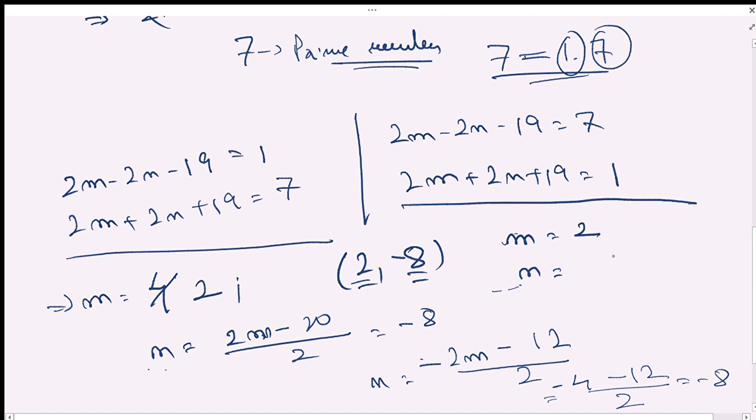over 2. So what is 2m? So 2m is 4, so this becomes minus 11. Clear? This becomes minus 11.